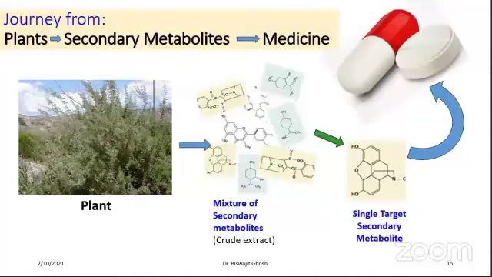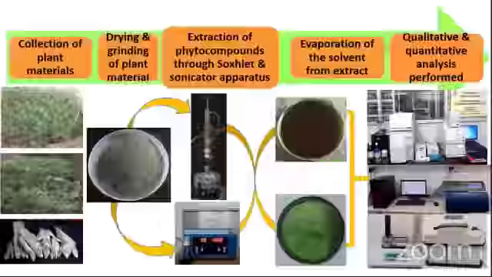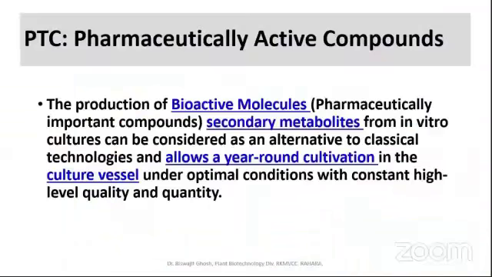And this is the basic idea of how plants produce a mixture of secondary metabolites and single target compounds. We consider these 5 steps for the selection of an elite genotype: collection, extraction, quantification, screening of elite chemotypes, and after screening, large-scale propagation, mass propagation, or clonal propagation in tissue culture. This is the basic pattern of this method. We just show you the steps of extraction and quantification of elite clones.